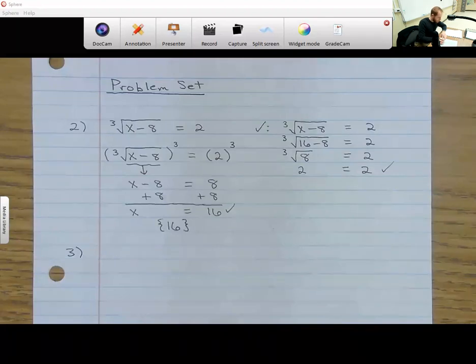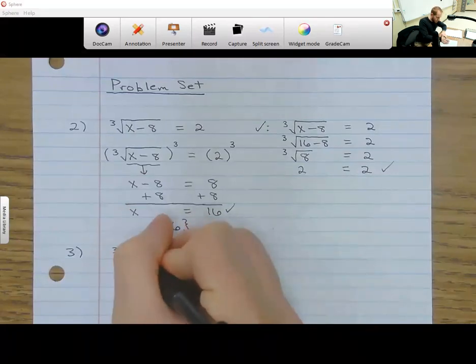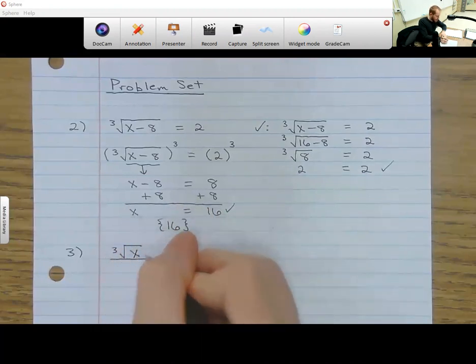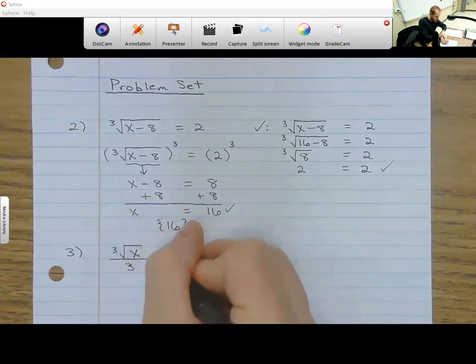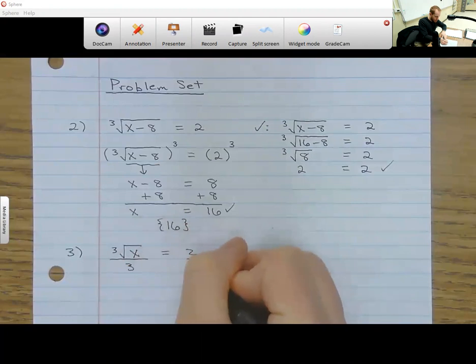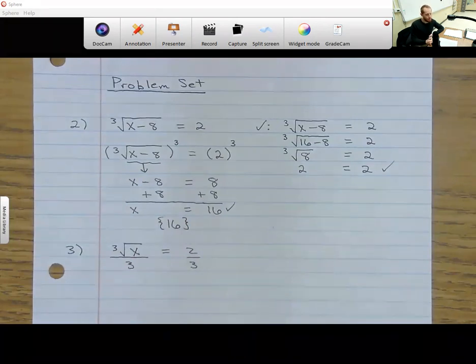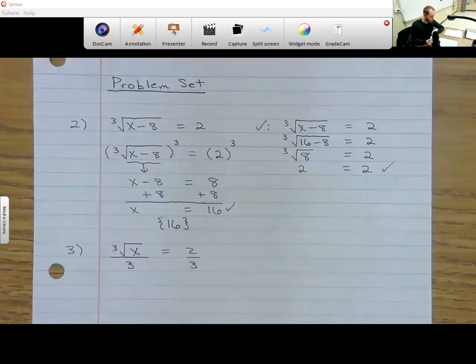All right, 3 says the cube root of x, divided by 3, is equal to 2/3. Now I've got a fraction going, but that's really not a problem because what you'll see in the first step is that fraction is going to get canceled out and it's going to become a whole number. But how do I start this? Well, I could start off by cubing both sides. That would definitely get rid of the radical right there. But the problem is I've got that 3 under there that's kind of blocking the way.